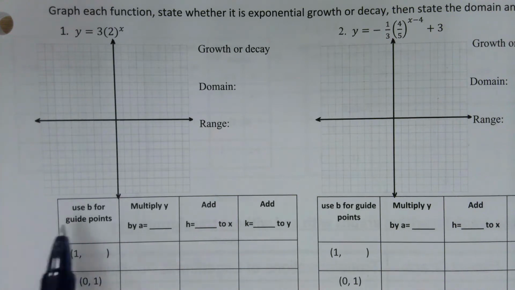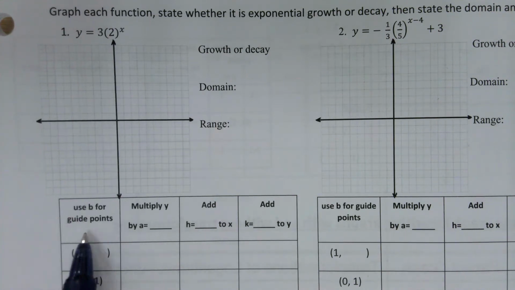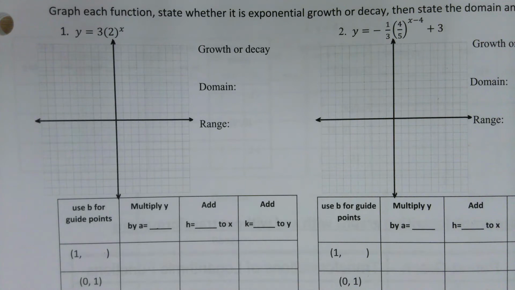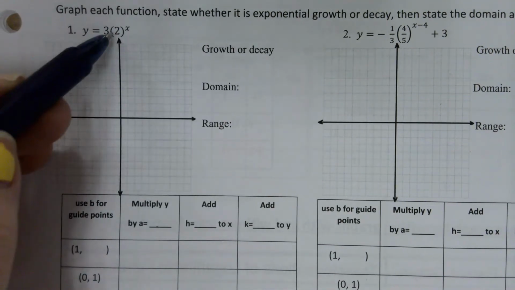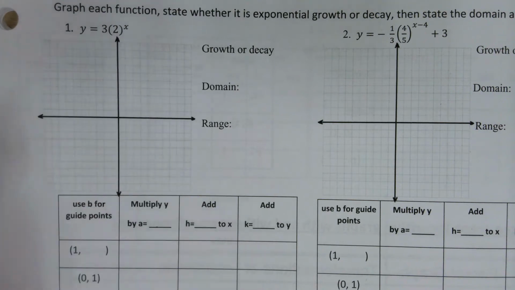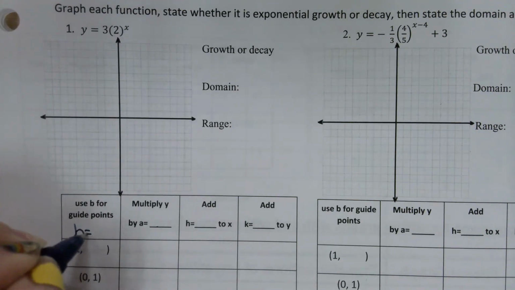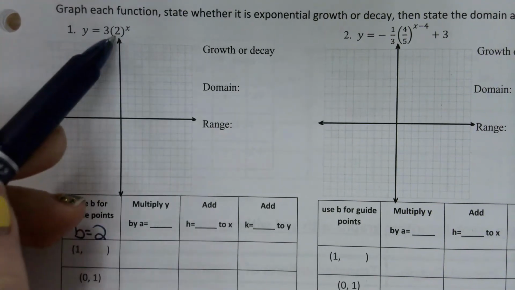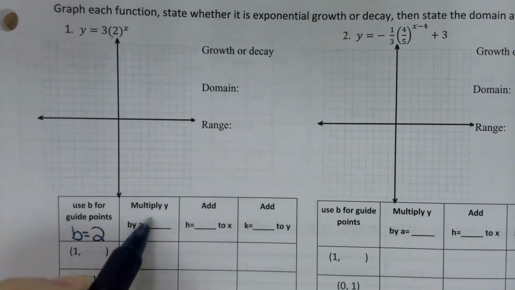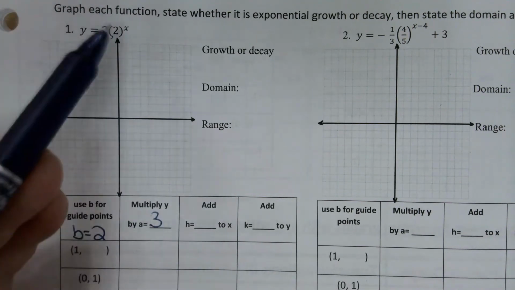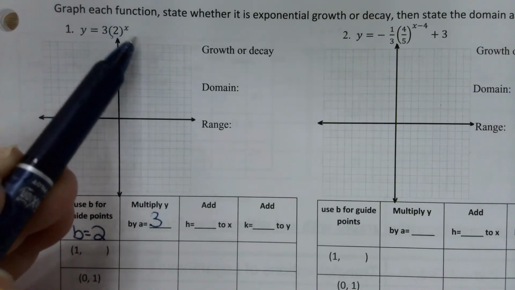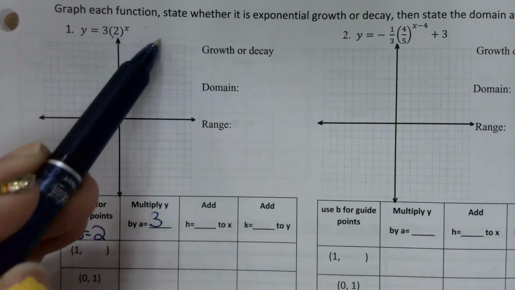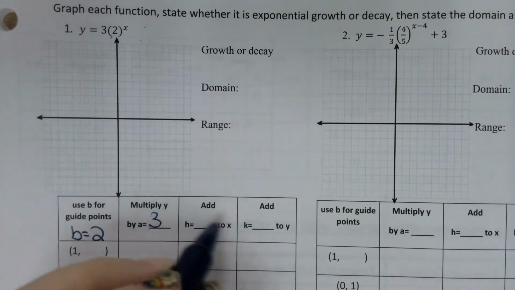So our first step in even figuring out that would be to list out all of the pieces from the graph. We have a b value of 2. It's our base for our exponent. We have an a value of 3. And because there's nothing added or subtracted to the exponent, our h is 0, and there's nothing being added or subtracted outside of the exponent, so our k is also 0.